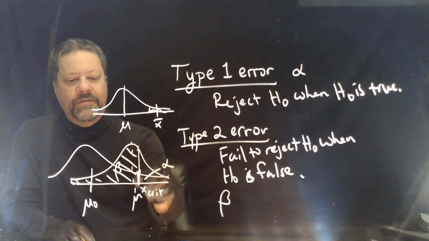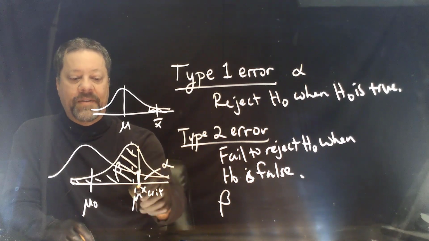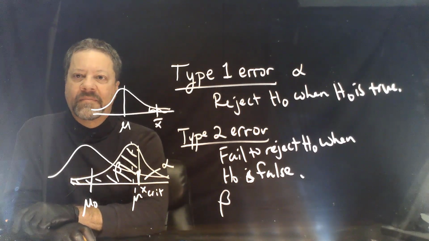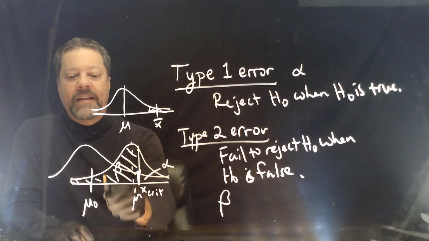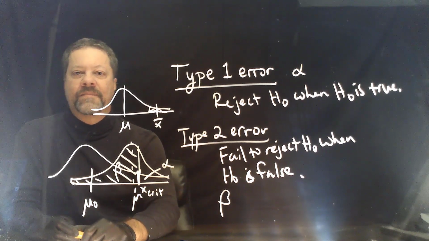We'll have some critical value beyond which we'll reject the null hypothesis, but if the null hypothesis really is false, this area then will be the probability of failing to reject the null hypothesis when the null hypothesis is false.